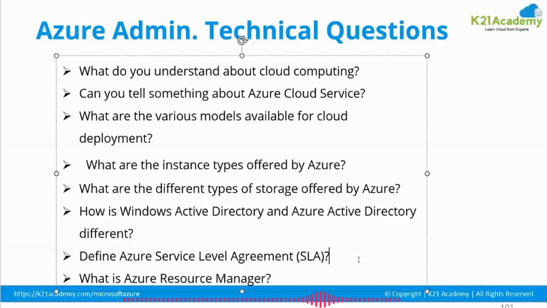So 99.9% means what? 99.9% means your service will be going down approximately 36 minutes in a year. That is what 99.9% means. Are you getting my point? So it's just a surety of for how much time my service will be available. Basically my service can go down, but availability will be this much.